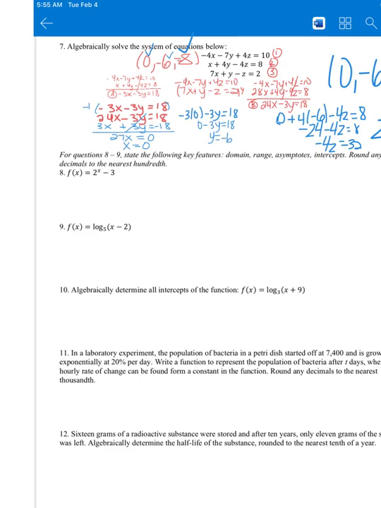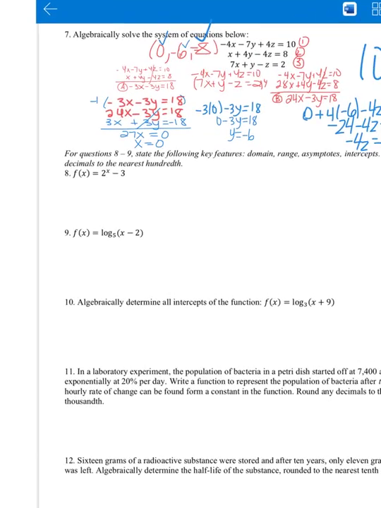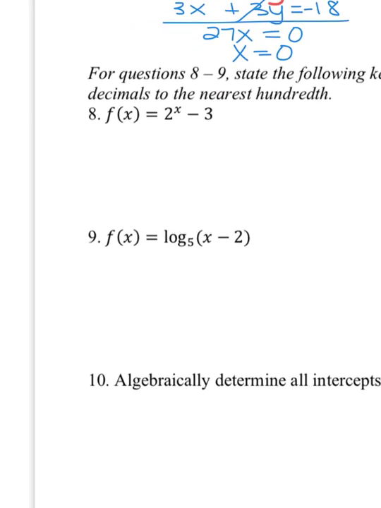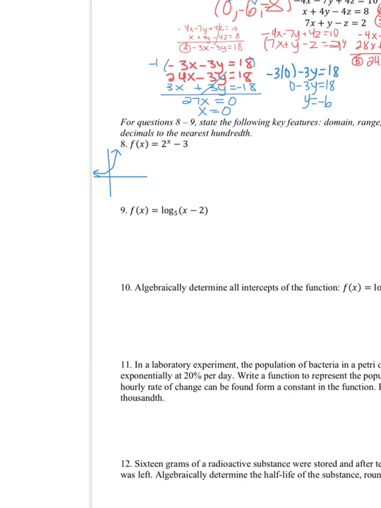Okay, for numbers 8 and 9, state the following key features. So the domain, the range, the asymptotes, and the intercepts. Round any decimals to the nearest hundredth. So number 8 is an exponential function. Exponential functions, remember, they look something like this. That's typical. Especially because this is an example of exponential growth. So the domain for number 8 is all real numbers. It keeps going all the way to the left, all the way to the right.